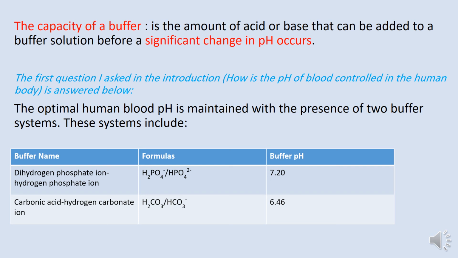The buffer pH is 7.20, and the second buffer system in the blood is carbonic acid and hydrogen carbonate ion. How do you write the formulas or the couples here? H2CO3 is the acid, and its base is HCO3-. The buffer pH is 6.46.